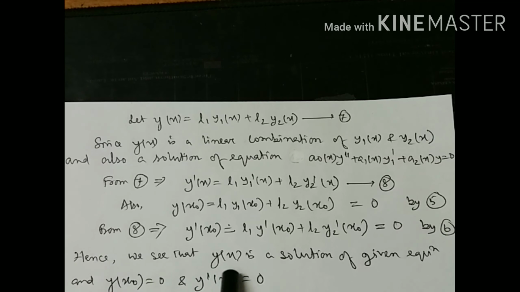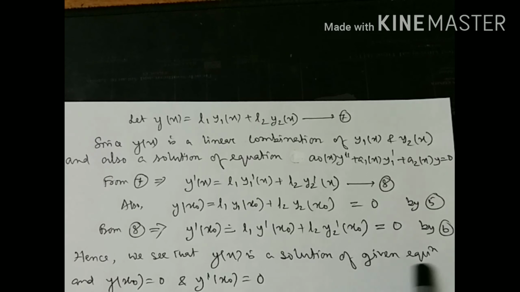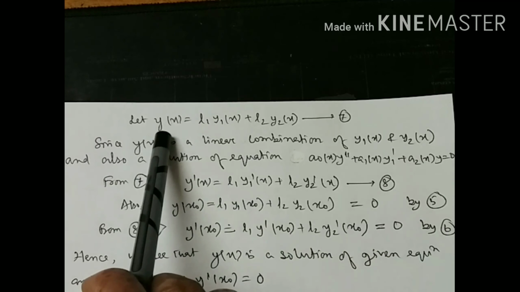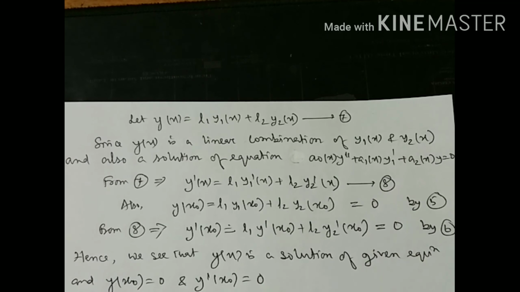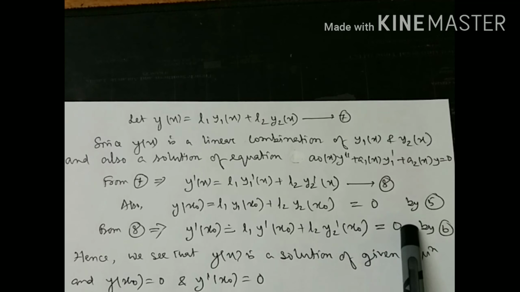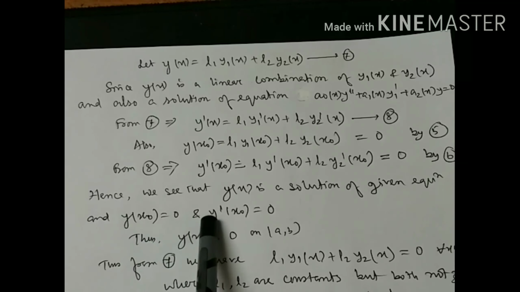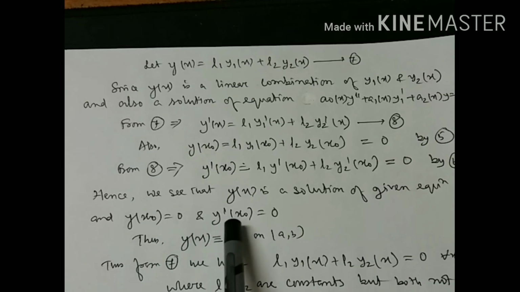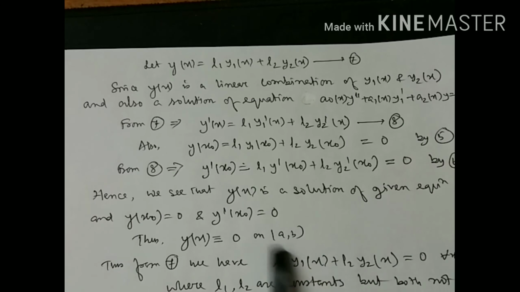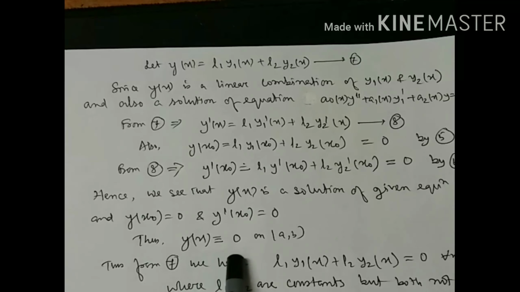Hence y(x) is a solution of the given equation, as we know by the previous theorem, and the conditions are y(x naught) equal to 0 and y'(x naught) equal to 0. Since y(x naught) equals 0 and y'(x naught) equals 0, y(x) is also 0, right? Because these values are 0, ultimately y(x) is also 0.